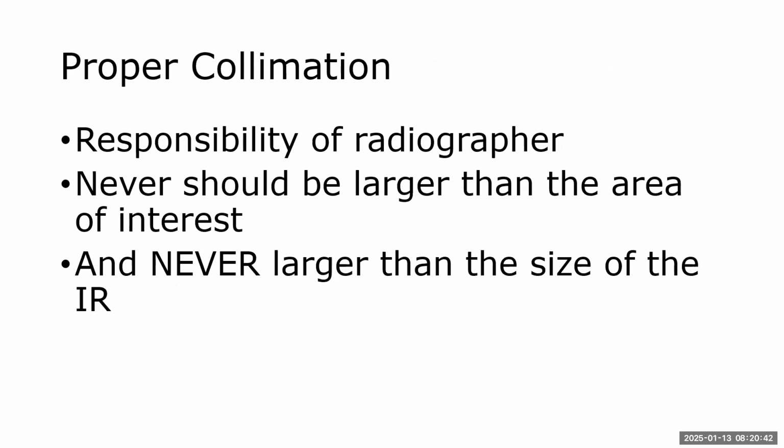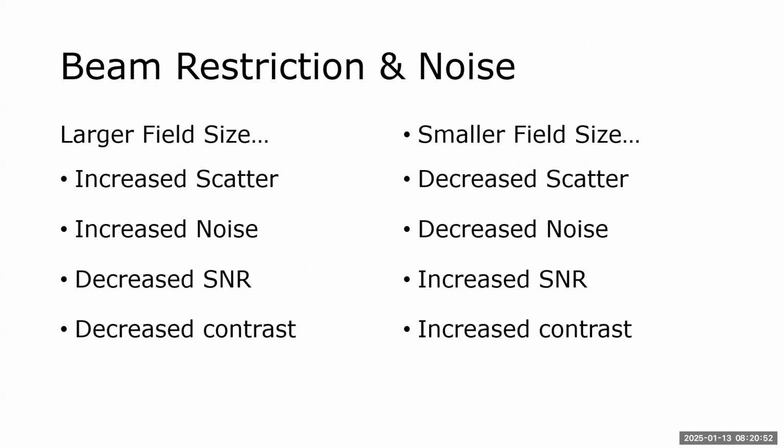Proper collimation is the responsibility of the radiographer. It should never be larger than the area of interest and never larger than the size of the IR, or there's no need for it. So, some breakdown of it. With a larger field size, meaning less collimation, you're going to have more matter, so increased scatter. You're going to have increased noise because scatter is a form of noise. You're going to have decreased signal to noise ratio, meaning a decrease in the good signal relative to the noise, and you're going to have decreased contrast.